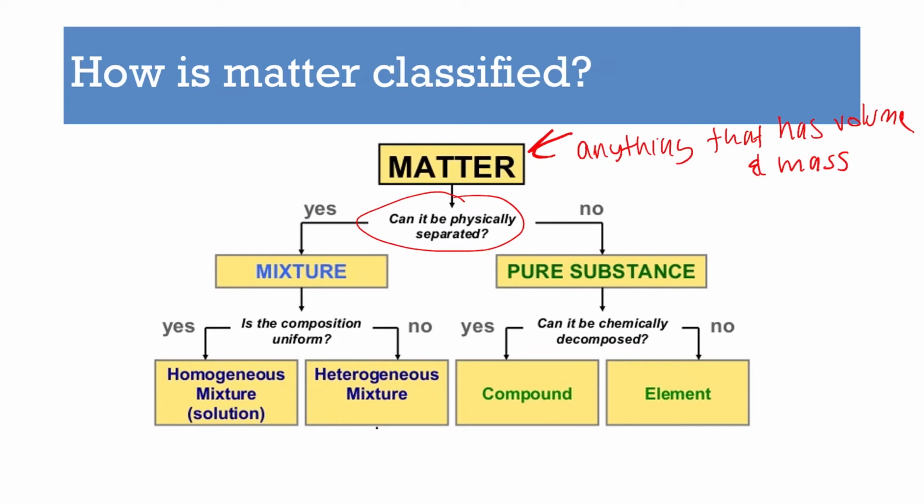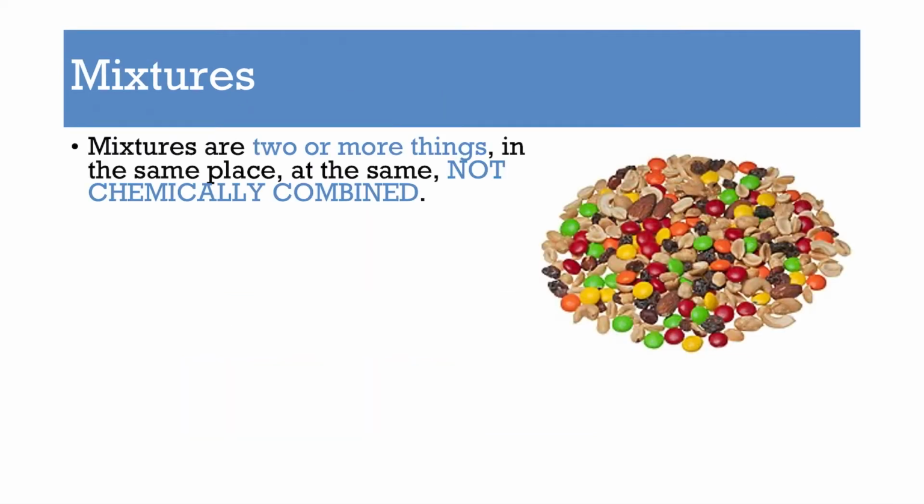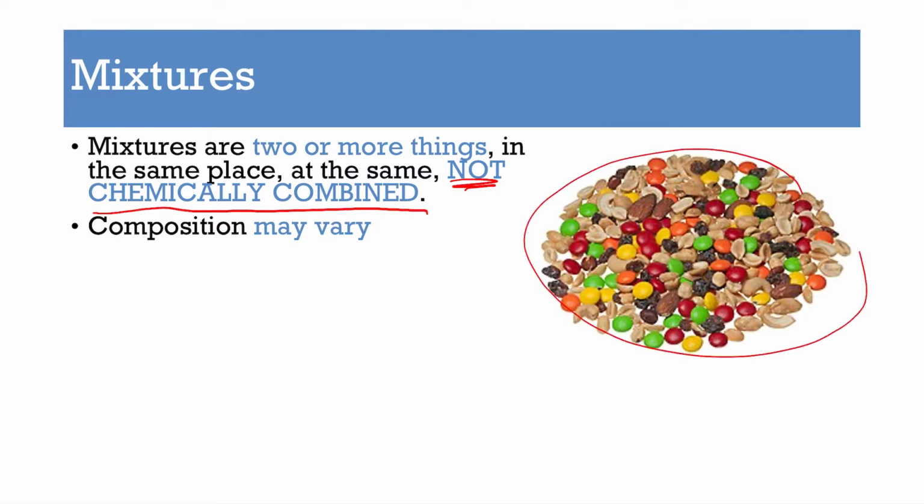So that was one of the first things that was introduced here. Now a mixture is made up of two or more things in the same place at the same time, not chemically combined. So the not chemically combined part is super, super important. So if we look at this picture of trail mix, we have some granola, we have some M&Ms, some raisins, some nuts. All of those things are in the same place at the same time, but the M&M is not chemically combined to the almond. They're all still their separate things. In mixtures, one of the characteristics is that the composition can vary. So this bag of trail mix may be different from another bag of trail mix that you buy from a different brand.